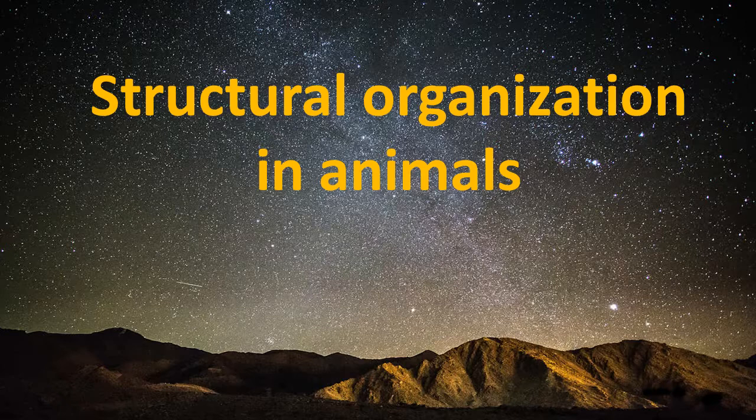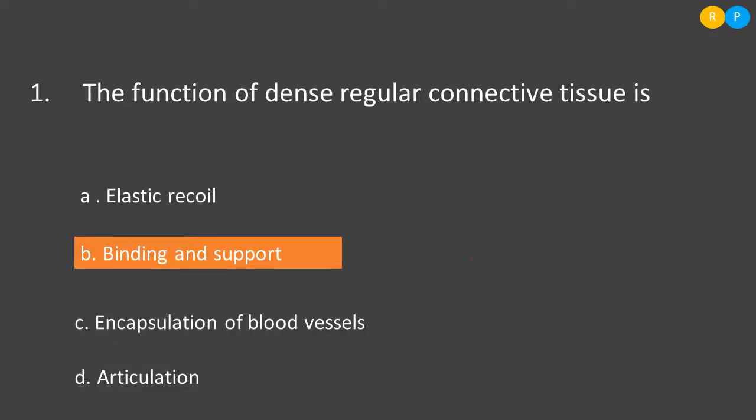In this video, we will be studying the continuation part of CET on the lesson Structural Organization in Animals. Here is the first question: the function of dense regular connective tissue is.